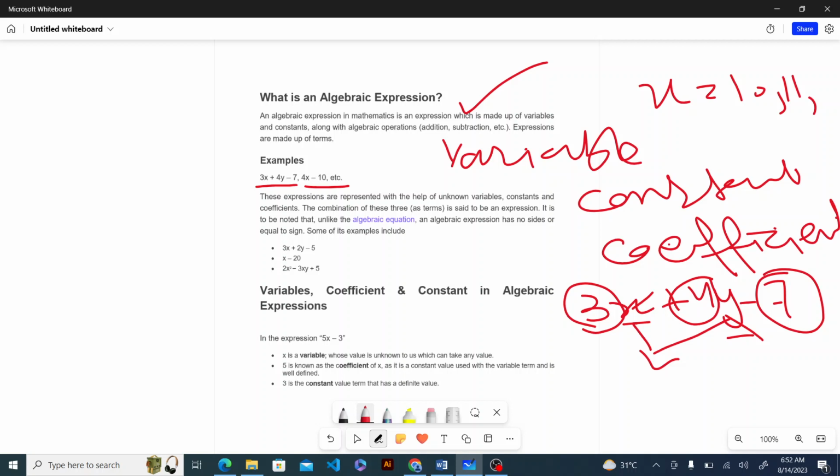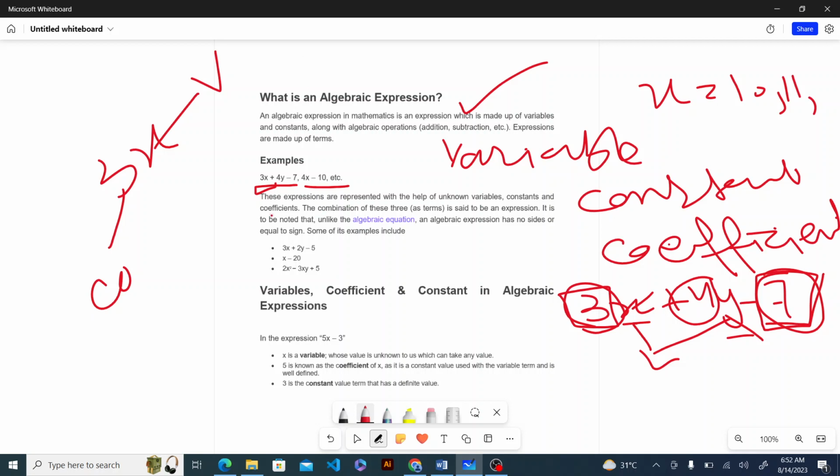As it is obvious from the name, variable. And constants are what? Which remain same always, which are constant, which do not change. So this is the algebraic expression 3x plus 4y minus 7. An algebraic expression is the combination of variables and constants, and the value which comes along with the variable like x and y. Here 3x is a term in which x is variable and 3 is coefficient.